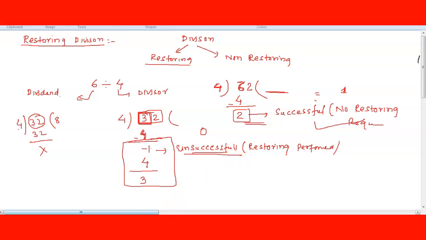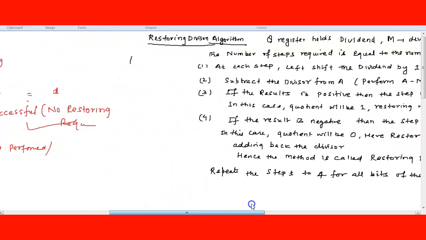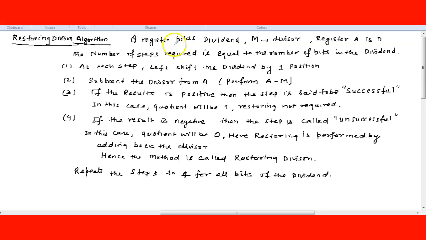So I have written the algorithm here. Q is the register which holds the dividend, M is the divisor, and register A initially will be 0. This register A is also called the accumulator register. The number of steps required is equal to the number of bits in the dividend. That many steps we have to perform. It is the same algorithm which I have discussed now.